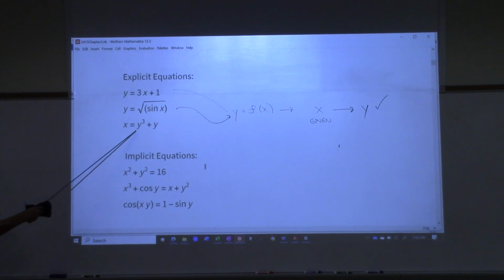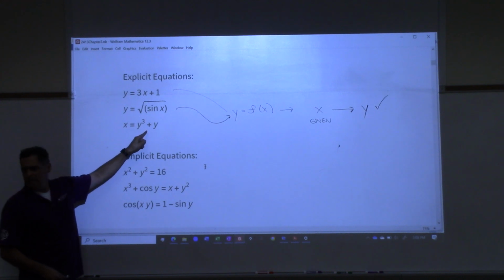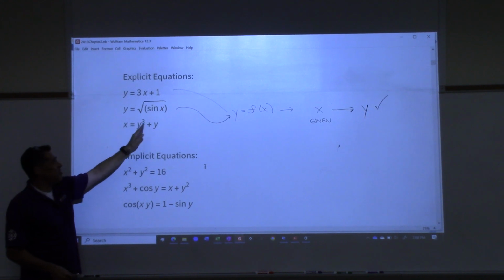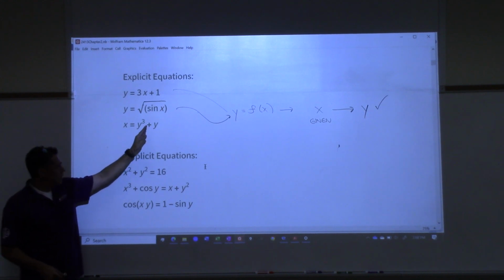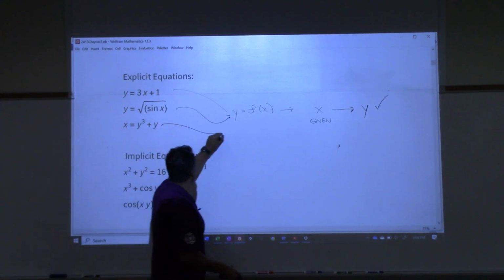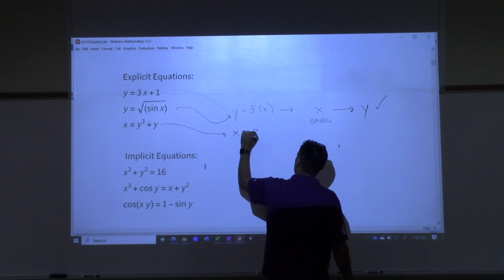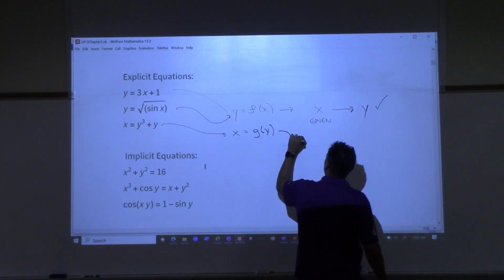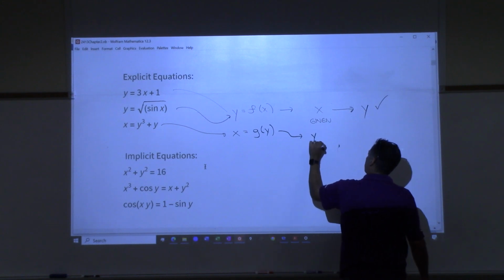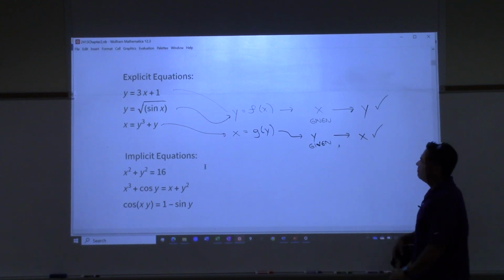Now what about this one? If somebody gives me x, can I figure out what y is? Not easily, right? Maybe, but not easily. But what about if someone gives me y? Someone gives me y, it's going to be easy to tell what x is, right? So here I would say that x is some function of y. I'm not going to call it f, I'm going to call it g of y. So that means that if y is given, then you can find x, no problem, right?